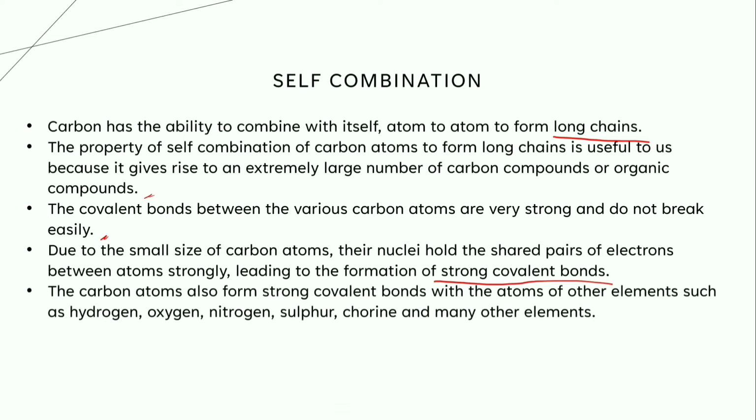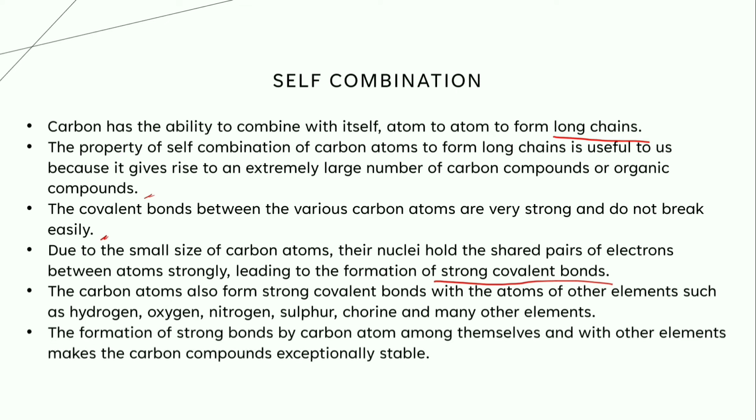The carbon atoms also form strong covalent bonds with the atoms of other elements such as hydrogen, oxygen, nitrogen, sulfur, chlorine, and many other elements. The formation of strong bonds by carbon atoms among themselves and with other elements makes the carbon compounds exceptionally stable. The property of self-combination is known as catenation.